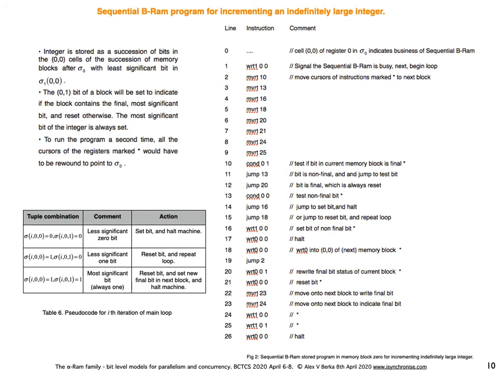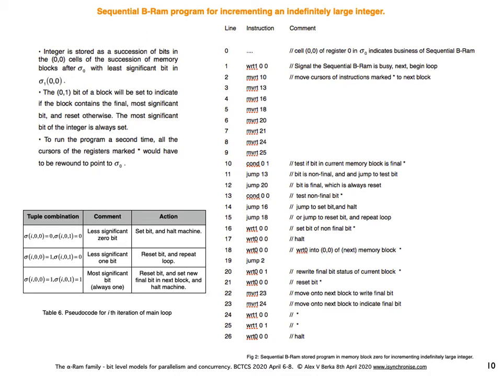Now, this is a simple program for incrementing an indefinitely large integer. The integer is stored as a succession of bits in the 00 cells of the succession of memory blocks after sigma 0. That's okay because it's only sigma 0 that has the busy bit. The 01 bit of a block will be set to indicate if the block contains the final most significant bit and reset otherwise. To avoid redundancy, it is assumed the most significant bit of the integer is set.